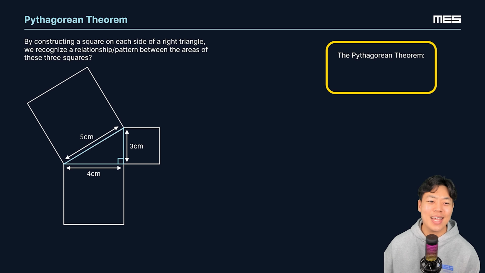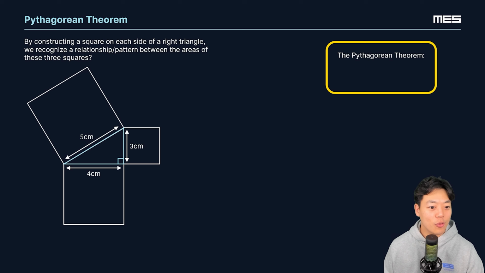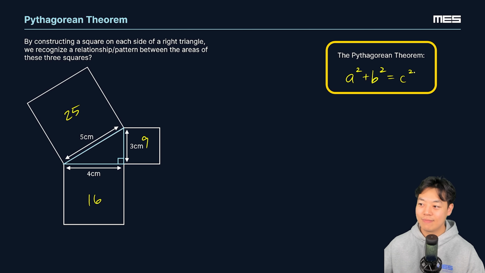All right, Pythagorean theorem. By constructing a square on each side of a right triangle, we recognize a relationship, a pattern between the areas of these three squares. So 3, 4, 5. 3 squared is 9. 4 squared is 16. 5 squared is 25. Notice that 9 plus 16 is 25, and that's why the Pythagorean theorem works. A squared plus b squared is equal to c squared. Just like this.